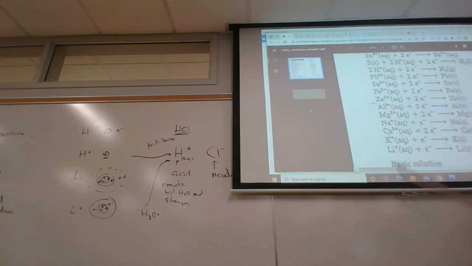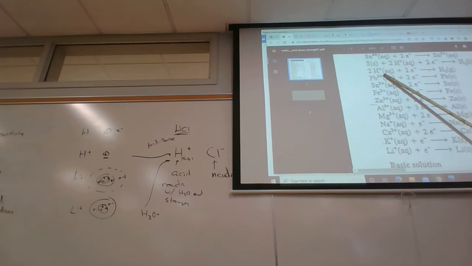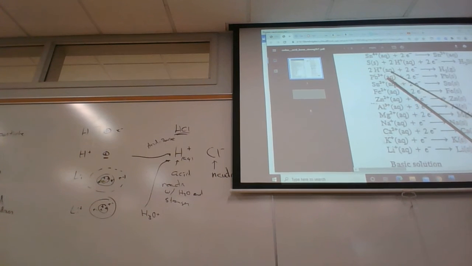So here we have H+ or H3O+. H+ and H3O+ are used interchangeably. In redox, we prefer to write H+ because it's less writing. We don't want to have to write H3O+ all the time. It takes too much time.